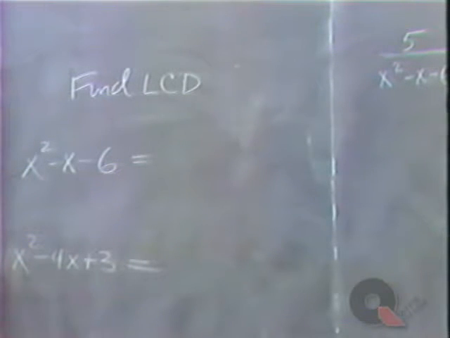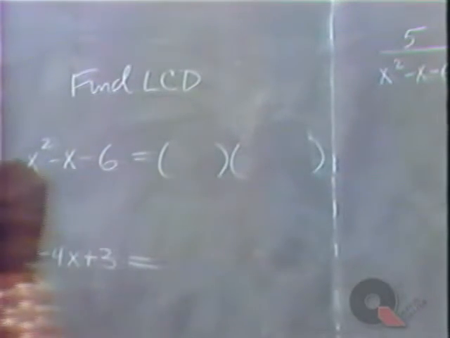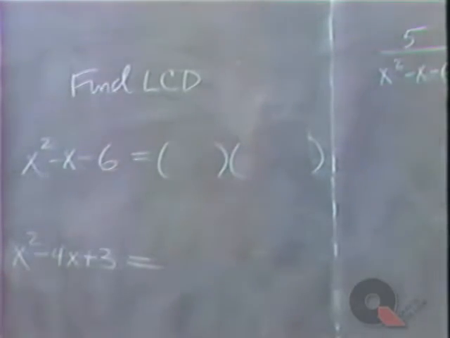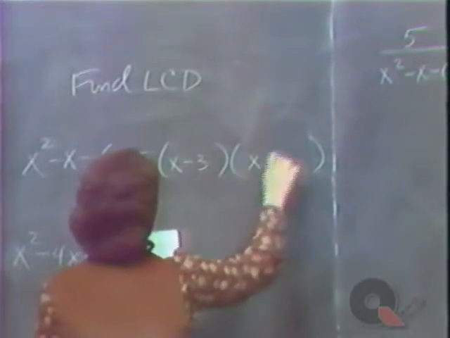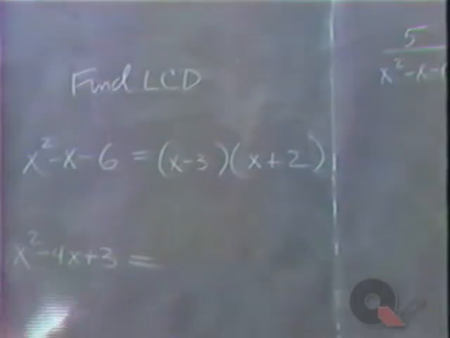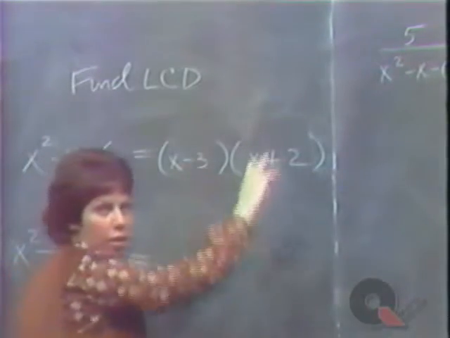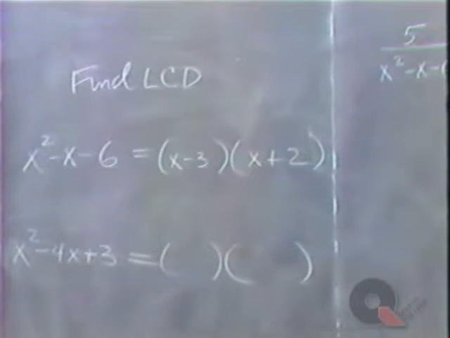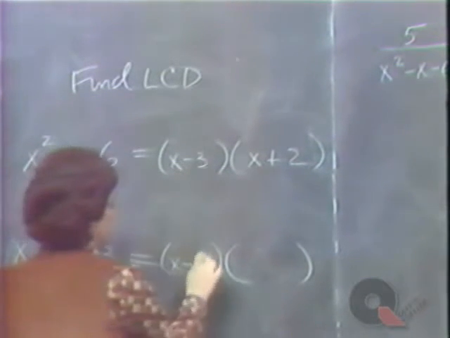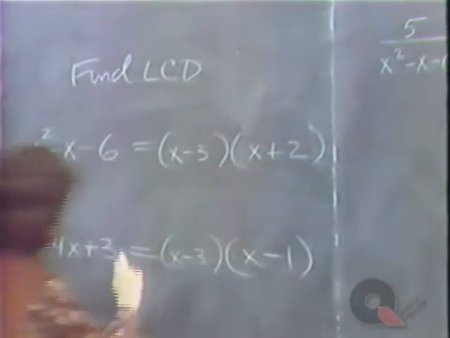Neither one of these has any factors that you can pull out in front, but they are trinomials with leading coefficients 1, and we can factor in the following way. Here I want two numbers which multiply to minus 6 and add to minus 1. That would be a minus 3 and a plus 2. x minus 3 times x plus 2. Checking by FOIL, x squared plus 2x minus 3x gives me the minus x minus 6. And here, two numbers which multiply to plus 3 and add to minus 4. That's minus 3 and minus 1. And when you check by FOIL, you get x squared minus 4x plus 3.